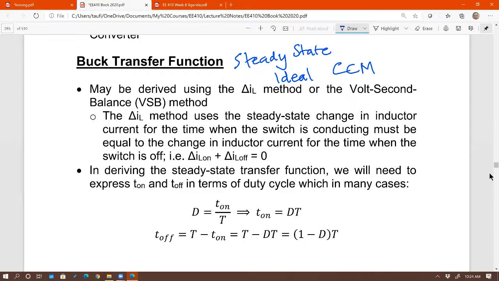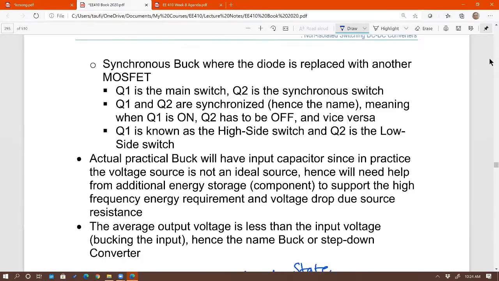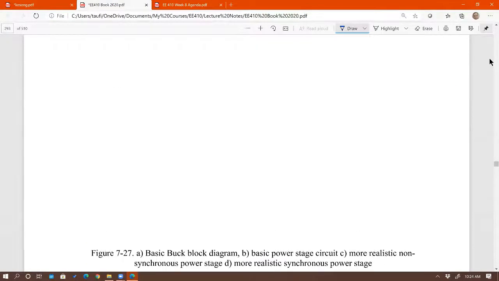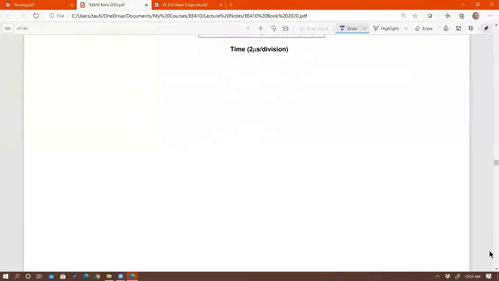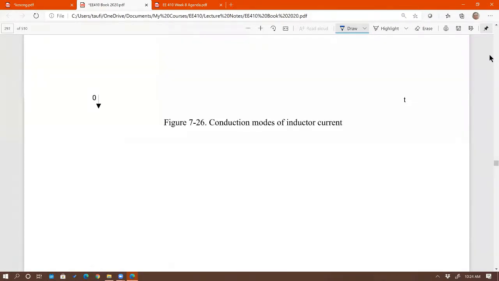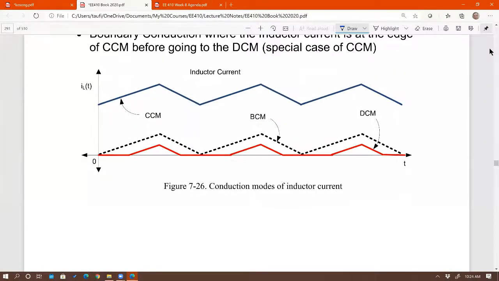CCM stands for continuous conduction mode. I actually skipped that part. Hang on a second. Let me go back several pages. I believe I have a picture of that. Right there. This is page 269. So CCM stands for continuous conduction mode. It refers specifically to inductor current. Remember in buck and boost, we have an inductor. So the current through that inductor determines the operation of the converter, right?